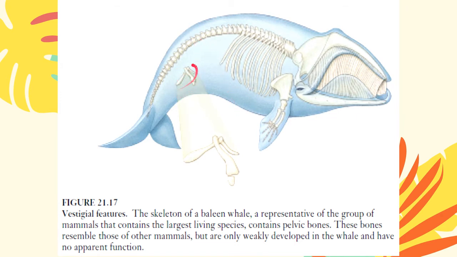So what's the function of the pelvic bone? It's just floating there, okay? It means that it's possible that the ancestor of the baleen whale used to have a pelvic bone, pelvis and hips, but eventually this group evolved to lose the function of the pelvis and have a simpler backbone that's better adapted for swimming in its environment. But it still kept its pelvic bone even if it does not use it anymore, right? So these are weakly developed in whales and have no apparent function.